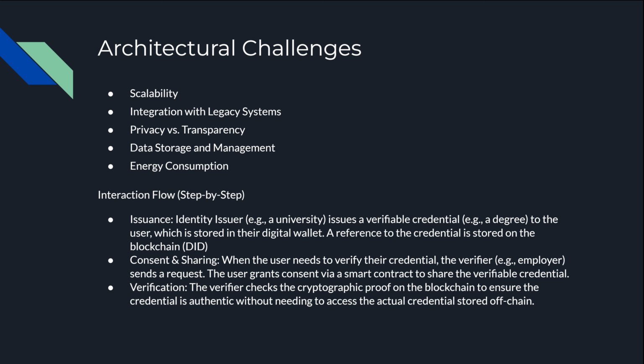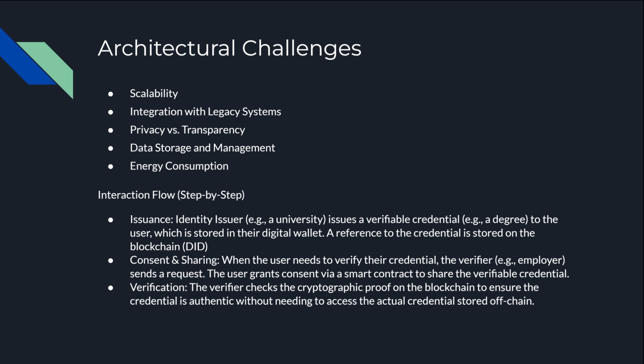For privacy versus transparency, the challenge is inherent in blockchain, where transparency can conflict with the need for user privacy in identity systems. While blockchain provides immutability and transparency, it is crucial to ensure that sensitive personal information is not exposed or stored publicly. For data storage and management, storing verifiable credentials off-chain introduces challenges around data management, encryption standards, and ensuring that credentials are accessible and secure without compromising privacy.